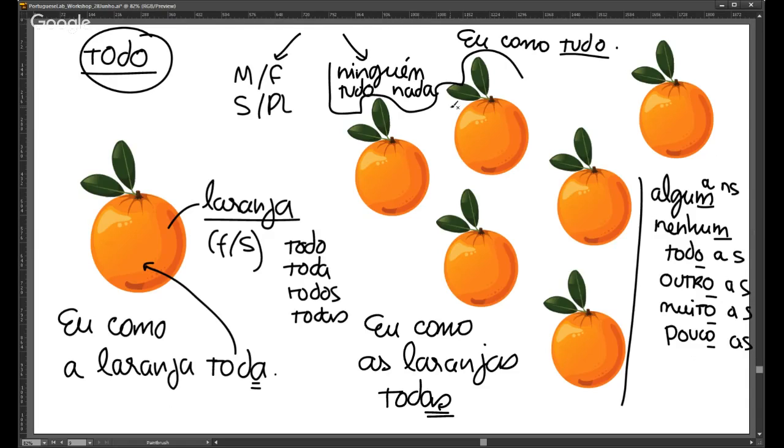As I said, the invariable indefinites do not change. For example, when I say I eat everything or I don't see anyone. Eu não vejo ninguém. And ninguém, nada. So when there's nothing, there's zero, either objects or people, then they have to be included in a negative sentence. So you have to have no.